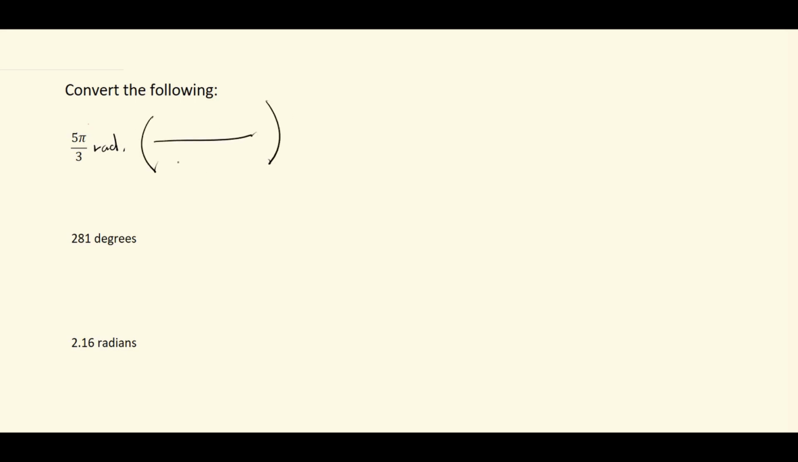We're going to multiply it by pi radians on the bottom and 180 degrees on top. That way radians cancel out, and if we multiply across, we get 5 pi times 180 divided by 3 pi. Pi cancels out, and our answer is what is 5 times 180 divided by 3, which is equal to 300 degrees.